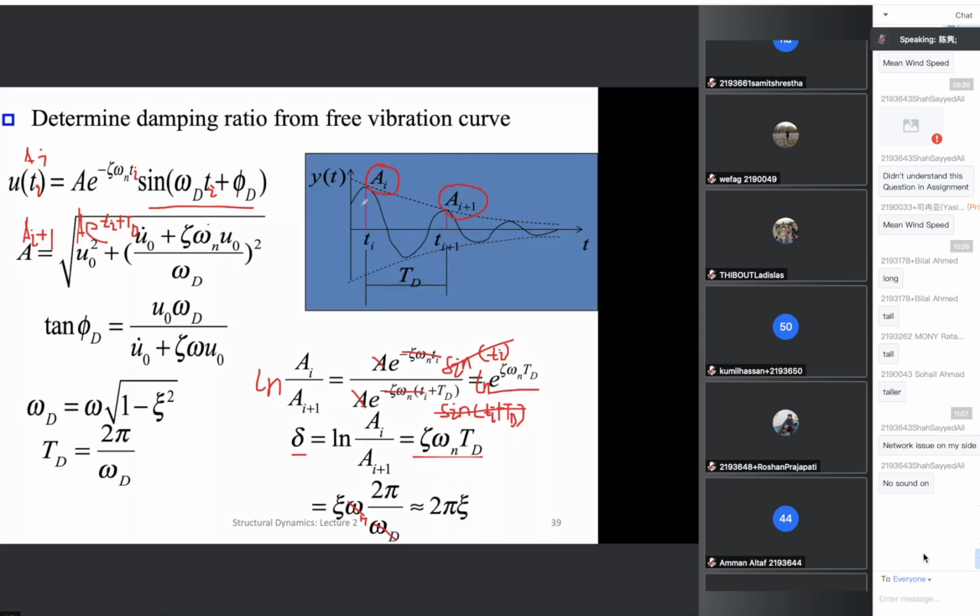I hope I'm clear. If I give you this curve, which is measured from a real structure, you can determine this peak and this peak from the curve. Then you divide one by the other and take the ln operation. You get delta, and delta divided by 2 pi gives you the damping ratio.